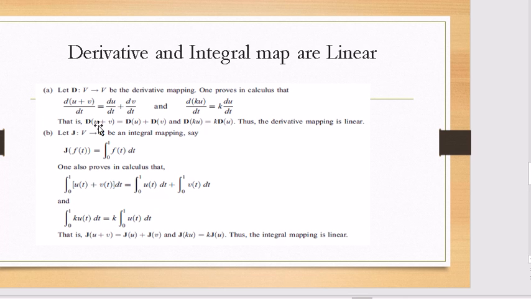So we see that this can be written as D of u plus v, this is D of u and this is D of v. So the first condition of a linear map is satisfied, and this can be written as D of ku equals k times D of u. So this is the second condition of a linear map. It is also satisfied from the basic properties of derivatives. So the derivative is a linear map.